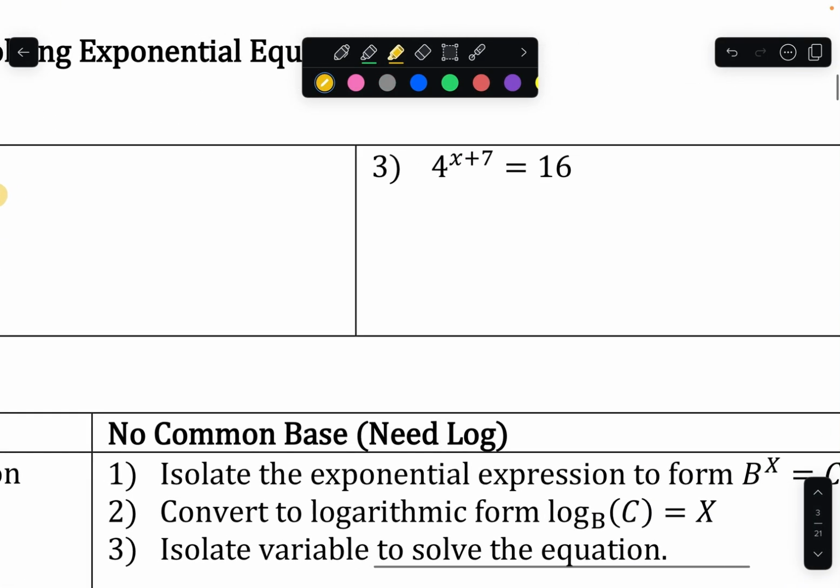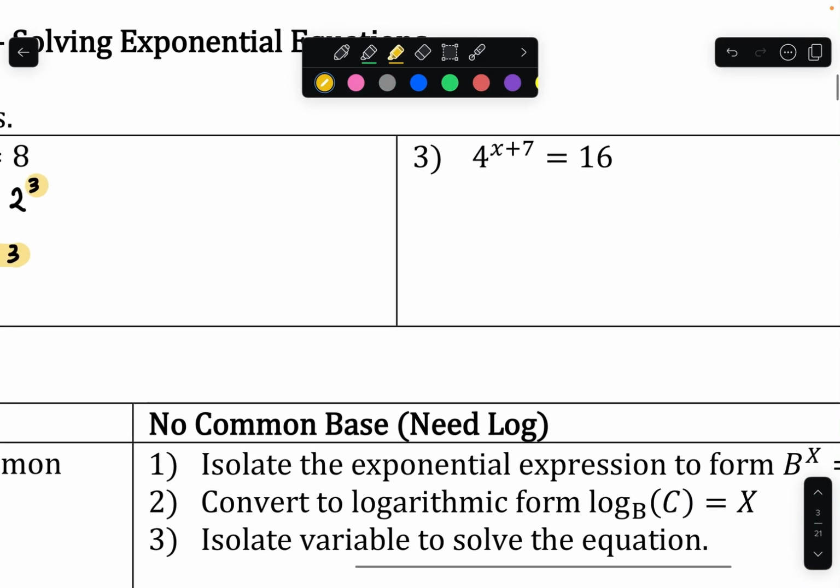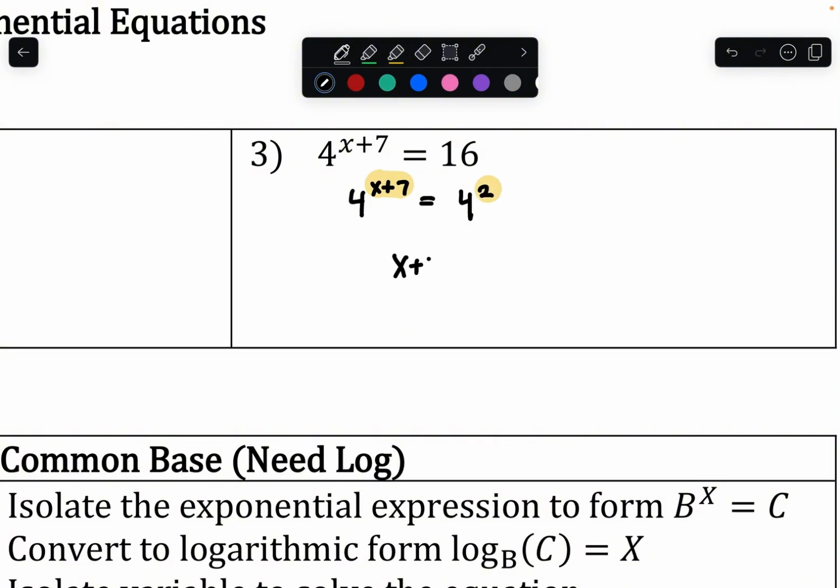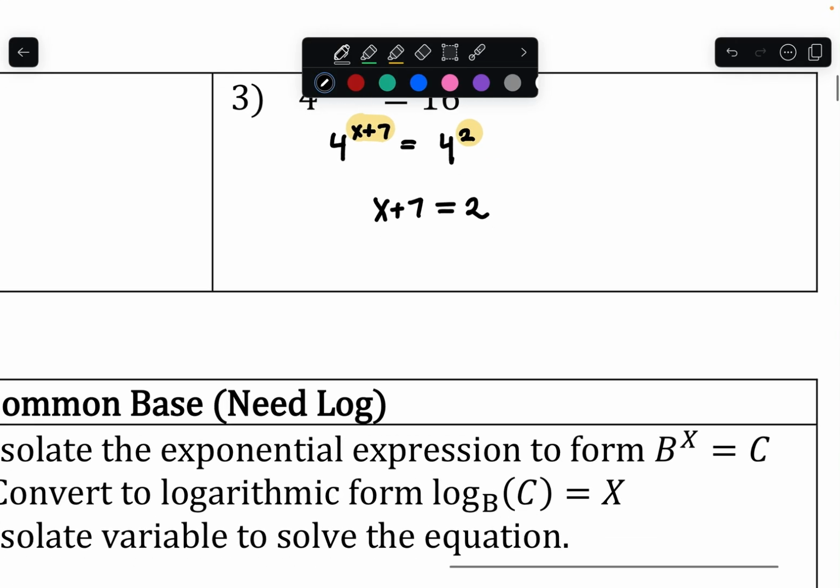Okay, and so for number 4, we can do a similar approach. We can rewrite 16 as 4 squared. And so now my equation says 4 to the x plus 7 equals 4 squared. So this x plus 7 has to equal 2. If the bases are the same, the exponents have to be the same in order for these to be equal. And so now we can subtract 7 and get x equals -5.